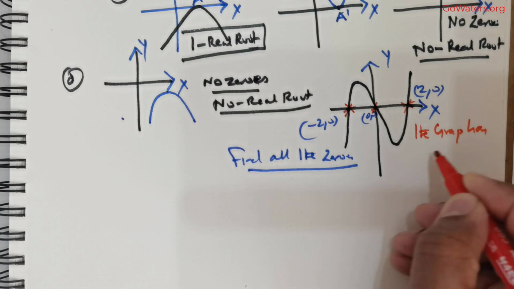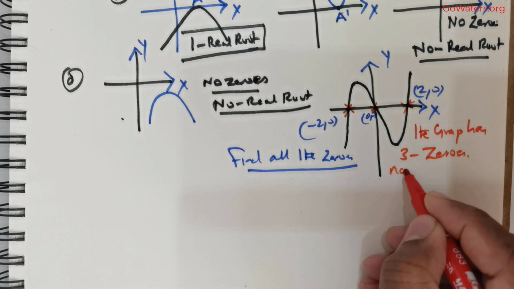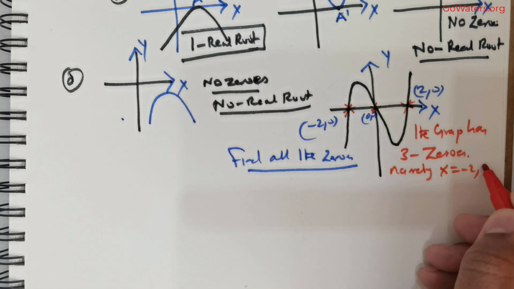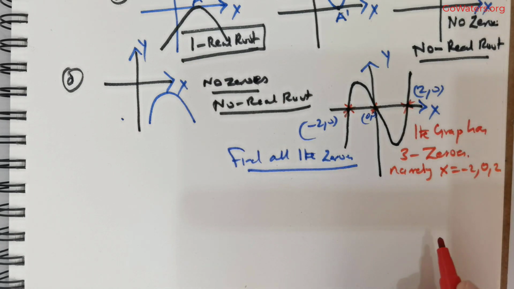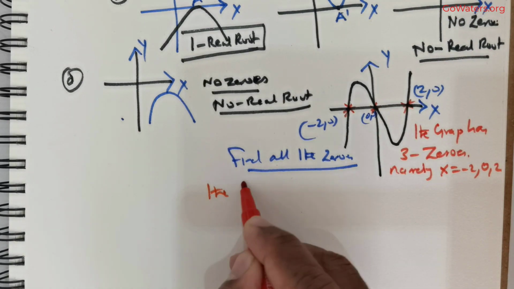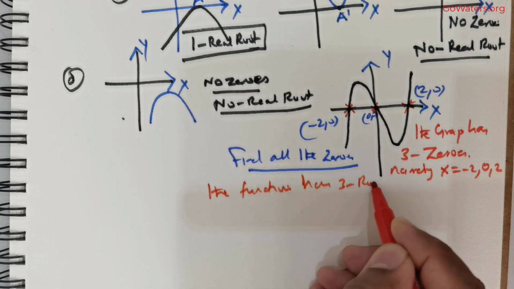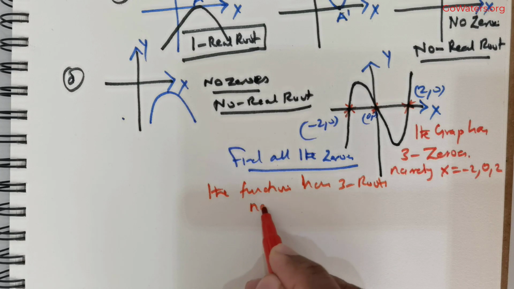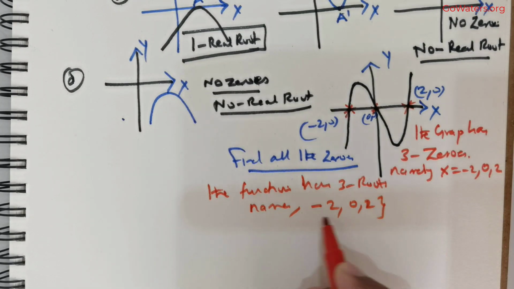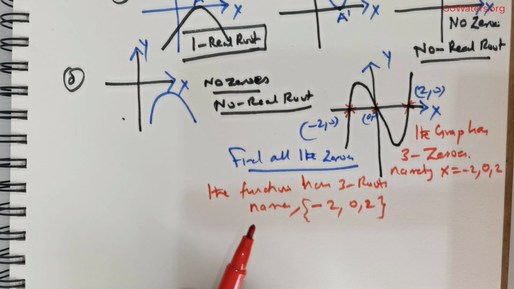The graph has 3 zeros, namely x is equal to negative 2, x is equal to 0, and x is equal to 2. On the other hand, you can also say the function has 3 roots, namely negative 2, 0, and 2, right? Either like this or like this.